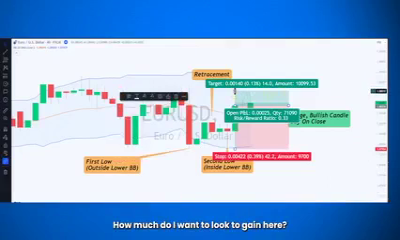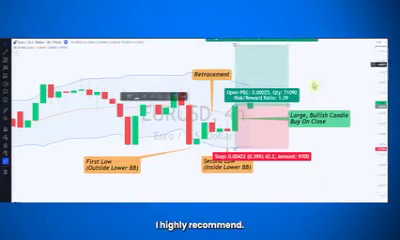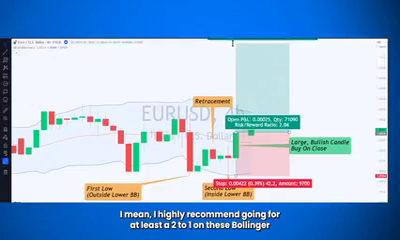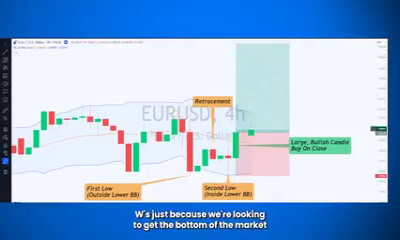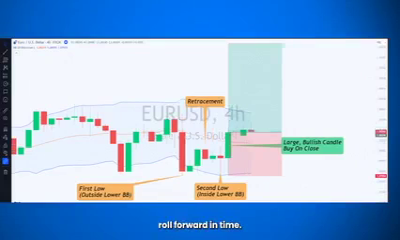So this is where it gets fun. How much do I want to look to gain here? Remember, this is a reversal strategy. I highly recommend going for at least a 2-to-1 on these Bollinger W's, just because we're looking to get the bottom of the market and get in on that sweet bullish price action. Let's go ahead and roll forward in time.